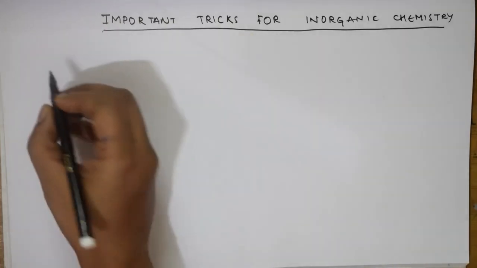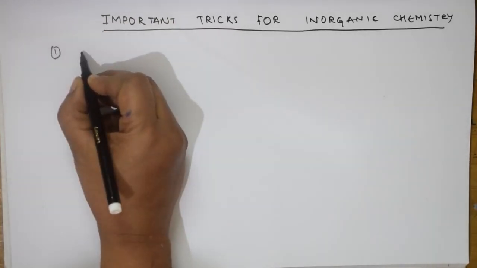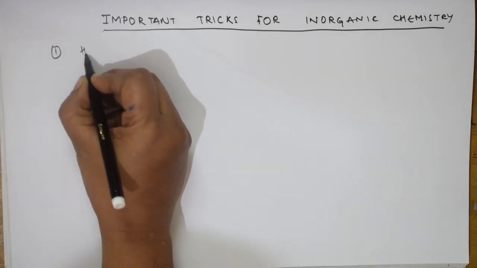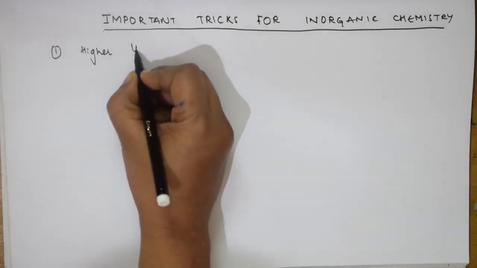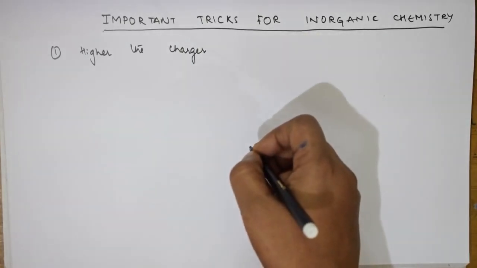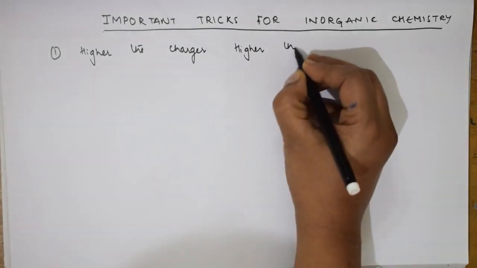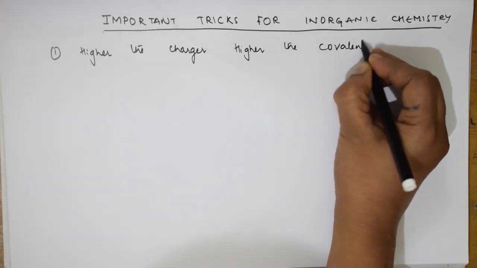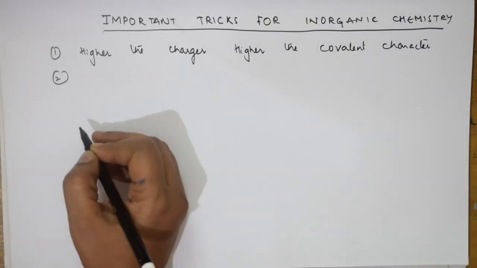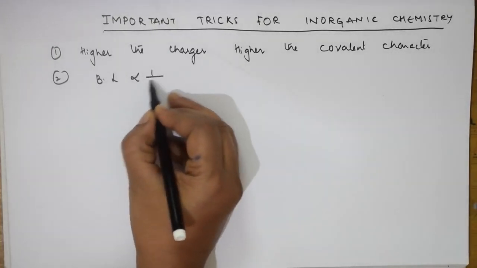So the first important thing, I'll be going order-wise. Keep noting in your books, please. First important thing you have to remember: if they give you a covalent character question, remember, higher the charge on the particular element given, higher would be the covalent character. So remember this first important concept, covalent character. If you remember this, it's easy for you to apply in the question. Next important thing you have to remember is that bond length is inversely related to bond order.